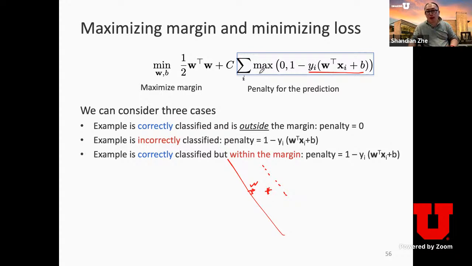Then the value of this max function is non-zero. Why? Because when it's inside the margin, this product, this function margin, is less than 1. 1 minus something less than 1 is still bigger than 0, so the max value is still the latter. So you still pay some cost, which is 1 minus the function margin.